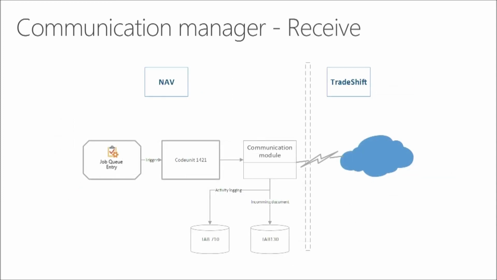On the receiving side, we have another job queue that calls every 1 minute, 5 minutes, depends on how you set it up, calls into this codeunit 1421 that is just actually calling the communication module. The communication module will poll Tradeshift. Do I have anything new? Do I have anything new? When it comes, it picks it up, and as you saw, it puts it in the incoming document page. And then it does one more call. It marks on the Tradeshift side that this document is processed. So next time it's doing the polling, it will not process it one more time. That's all about the communication module.